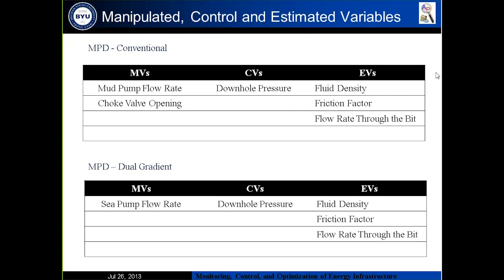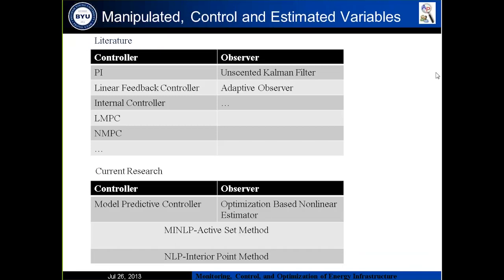Again, most of the researchers have had the mud pump flow rate and the choke valve opening as their manipulated variables. For their controlled variable, they try to control the downhole pressure, and usually they wanted to estimate the friction factor, density and flow rate through the bit, and then estimate the downhole pressure. In dual gradient drilling, they have another pump, the sea pump flow rate, which they use as a manipulated variable.